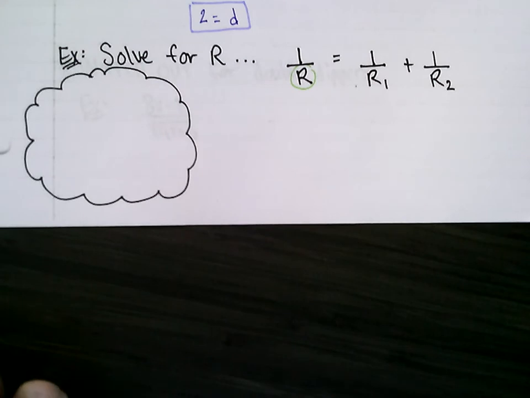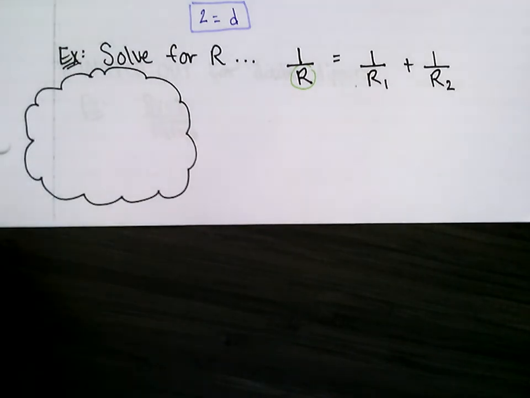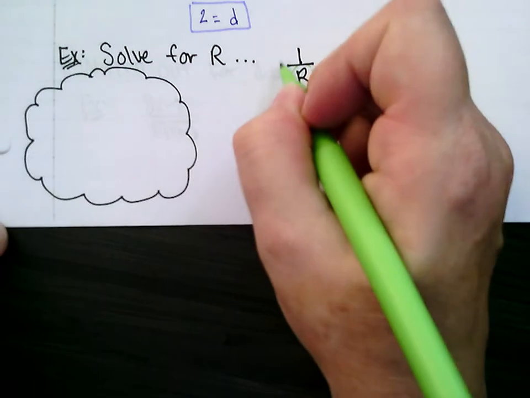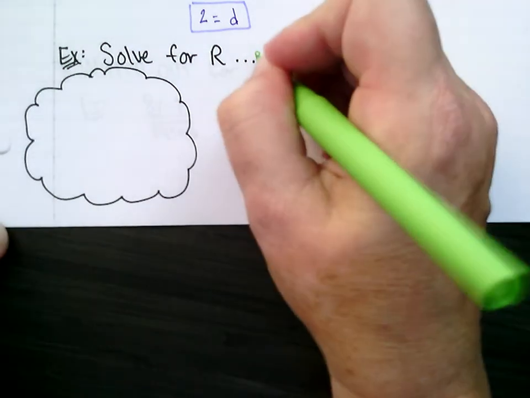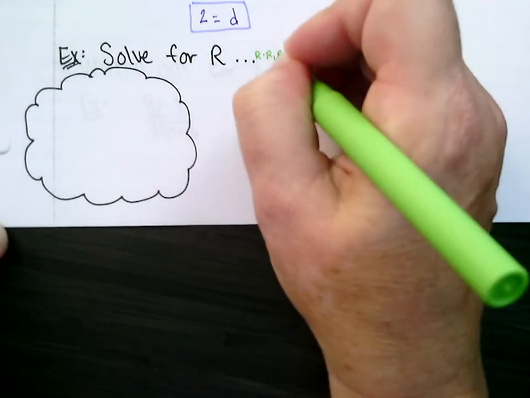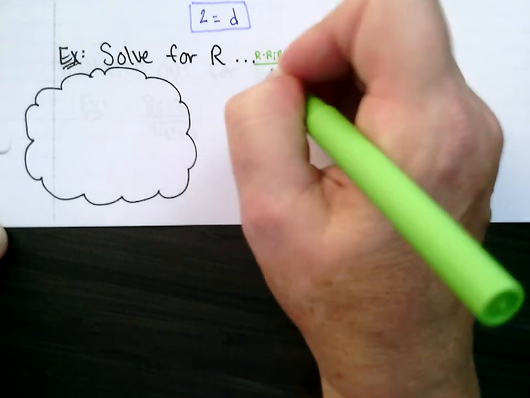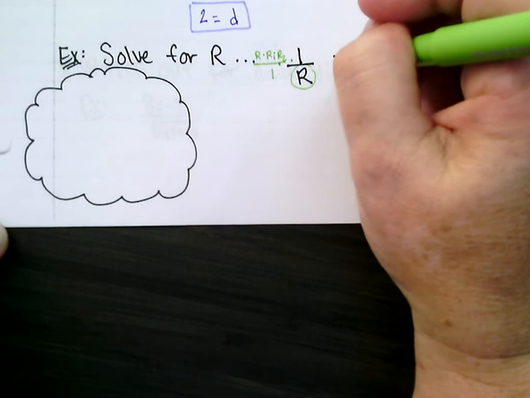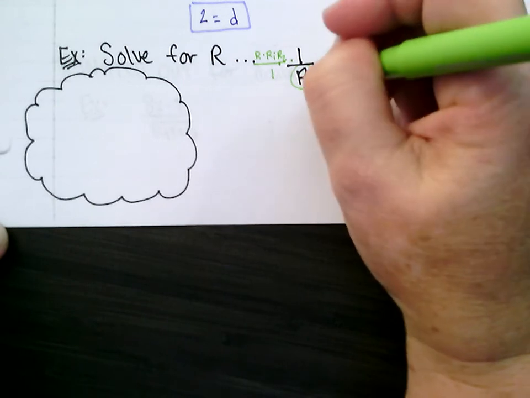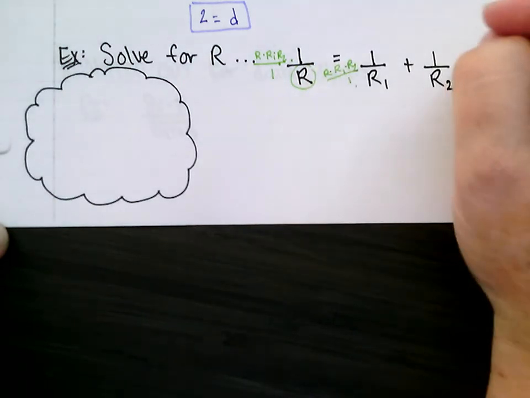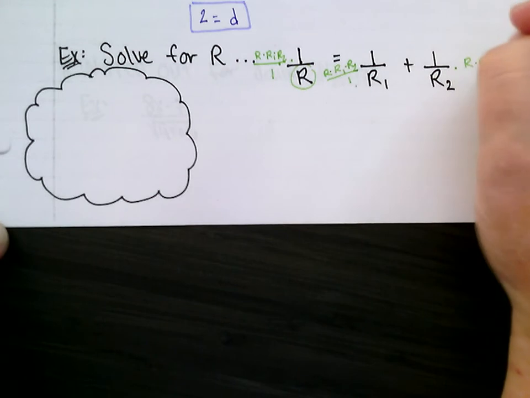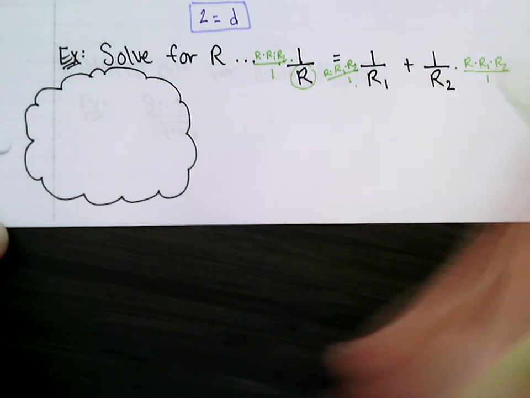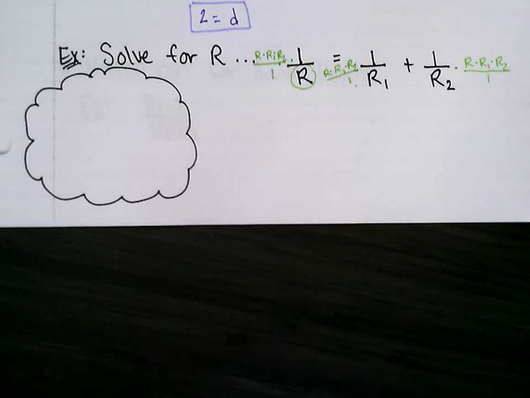So I will multiply by the LCD over 1. The LCD is going to be R sub 1, R sub 2. So all those over 1. Multiply by R sub 1, R sub 2, and R over 1. Multiply by R sub 1, and R sub 2 over 1. Because these are all different. The R's are different from each other.